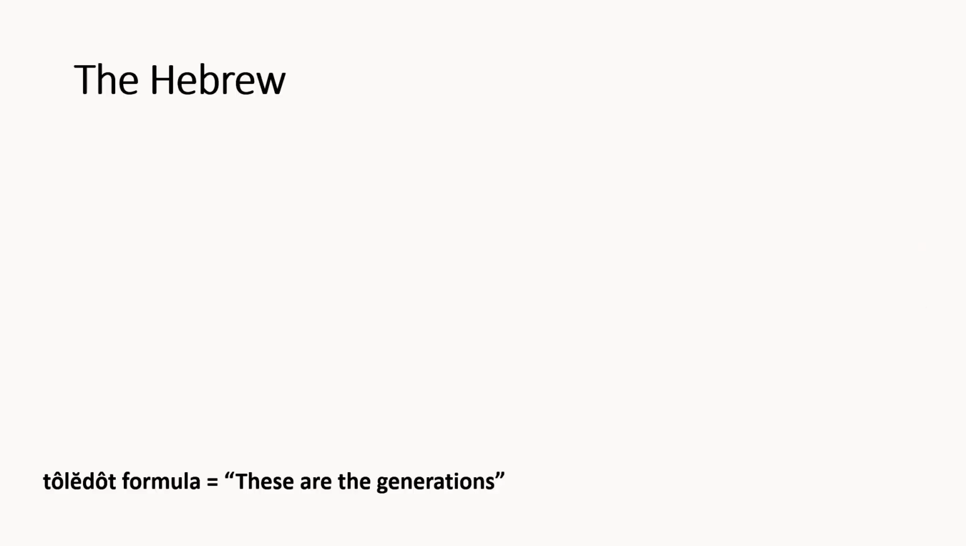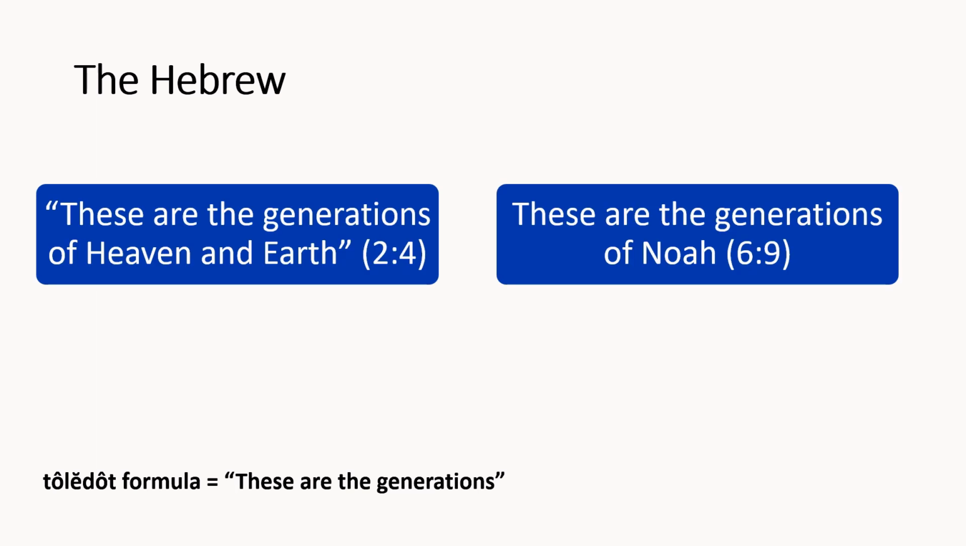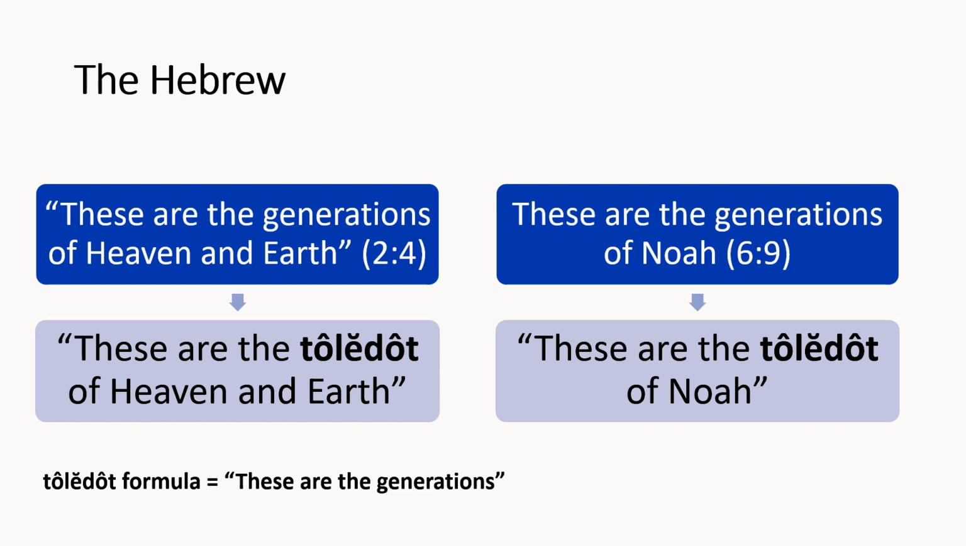This word generations is of course the English translation, but the Hebrew Bible, the Old Testament, is written in Hebrew, and actually the word for generations in Hebrew is the word toledot. So this is the Hebrew word for it. So when we read in the English Bible, these are the generations of heaven and earth, in the Hebrew it says these are the toledot of heaven and earth. And when we read in the English Bible, these are the generations of Noah, in the Hebrew Bible it says these are the toledot of Noah.